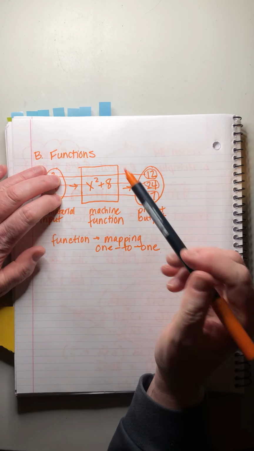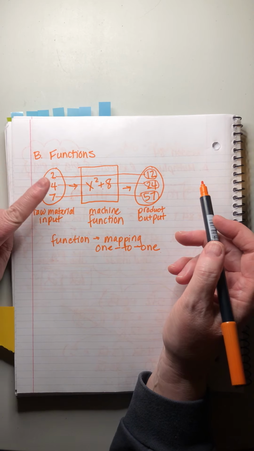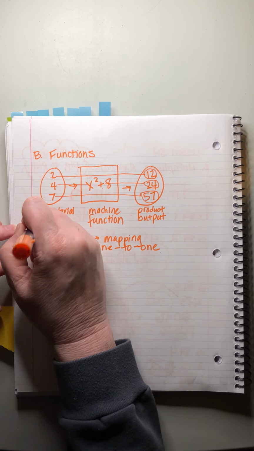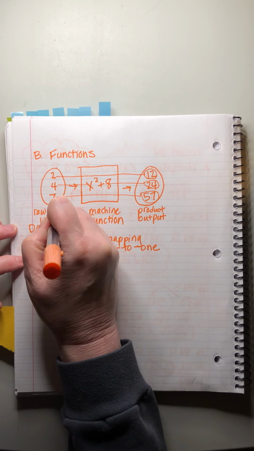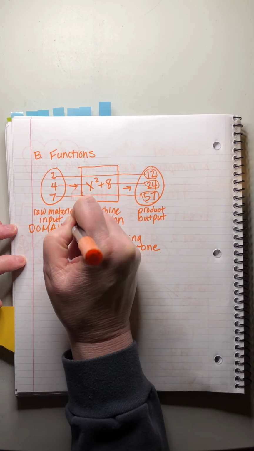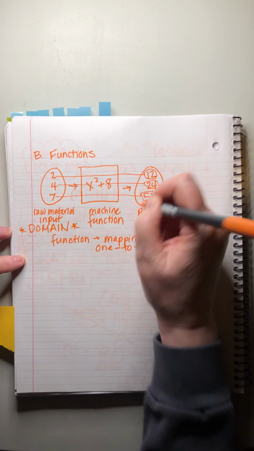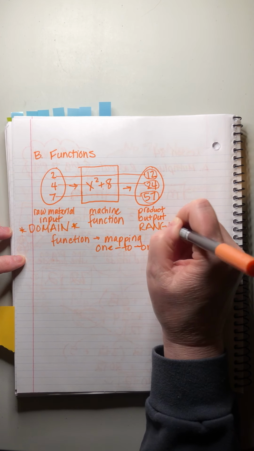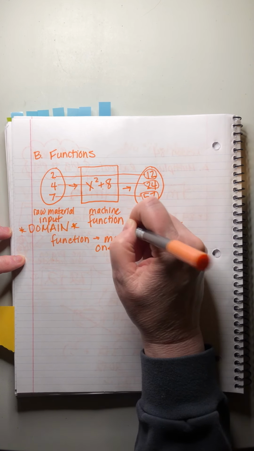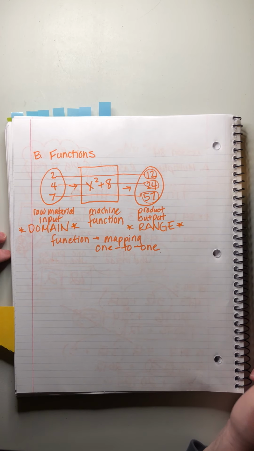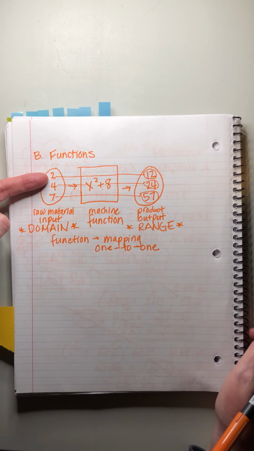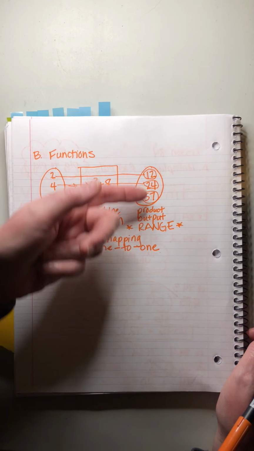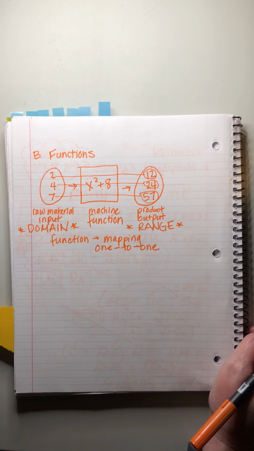Now I'm going to give these 2 things fancy names. This I'm going to call the domain. And this I'm going to call the range. Do not let those semi-weird words freak you out. Domain simply means the numbers we put into the machine. Range simply means the numbers we get out. Don't let it freak you out, okay?